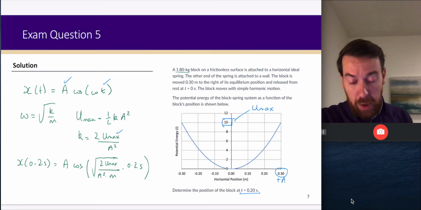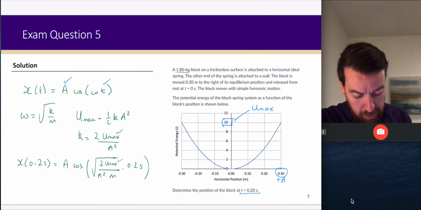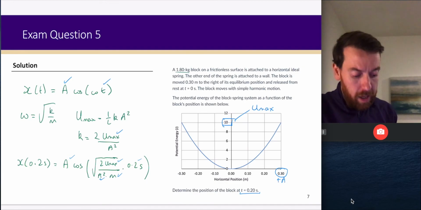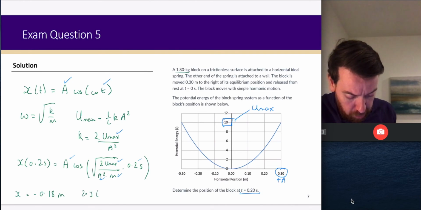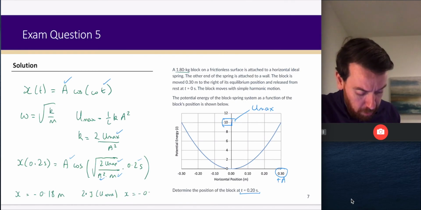I need omega, but I don't have k. I'm solving for k in terms of U max and A squared, plugging that back into the expression for omega. We have the mass of the block, and in this last expression down here, we have all of these quantities: U max, the time, A, and m. So we do have enough information to solve for x. In the version that had 10 joules, x was negative 0.18 meters, and in the version that had 20 joules as U max, x worked out to be negative 0.21 meters.